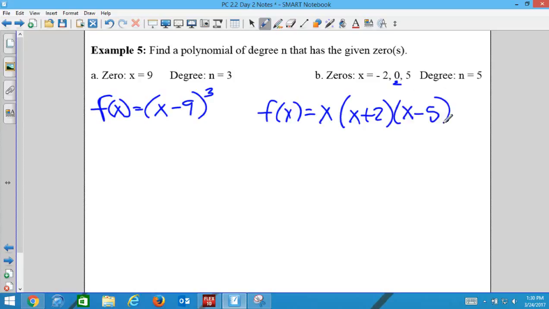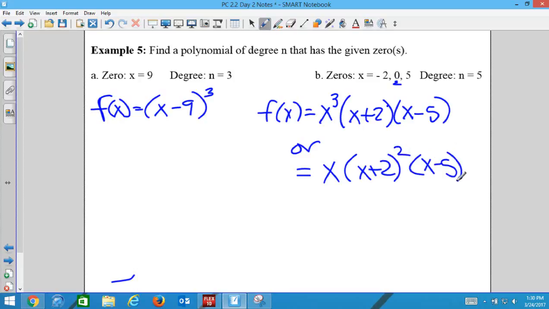It's really up to you what you do at this point. I could do this. 3, 4, 5. That would make 5. Or I could do x, and I could do x plus 2 squared, and then I have x minus 5 squared. And now I have 5 x's. You just have to have all of the x's, the amount of them, be a total of 5.